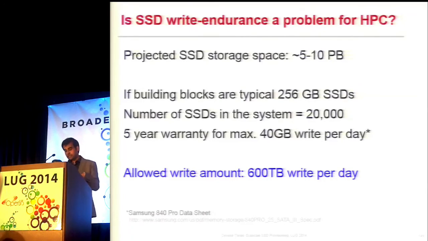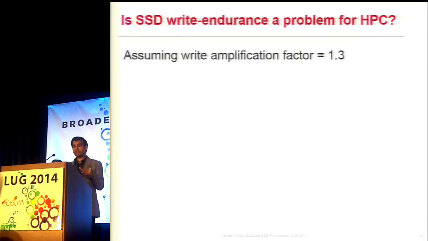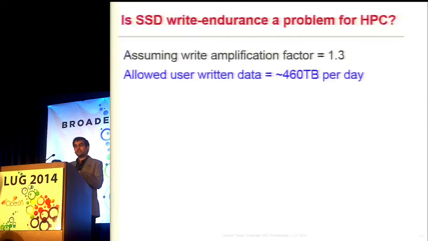Now, there is a critical thing I want to point out, which is the write amplification factor. Let's say you wrote X amount of data. Actually, the SSD sees more writes, because garbage collection is going on. They have to erase the block and then replace the whole thing. The amplification factor can be anywhere from 1.1 to 1.8. 1.3 is very typical. This is something people are actually trying to bring lower. What does that mean? That means the user can actually write approximately 460 terabytes per day.